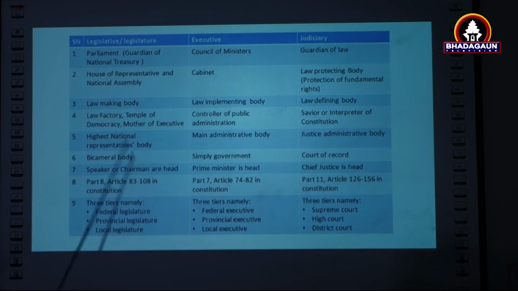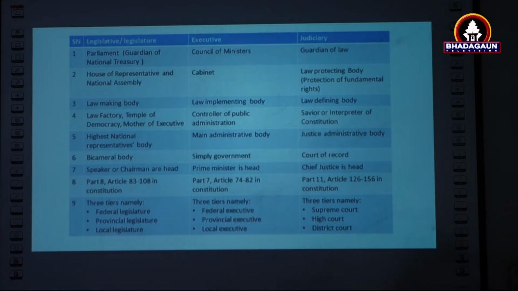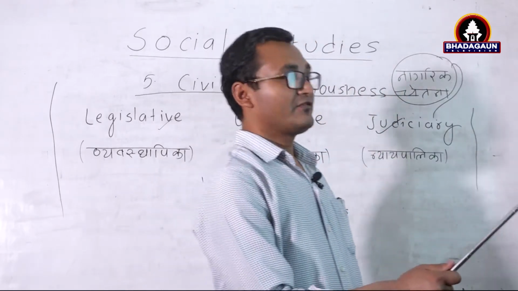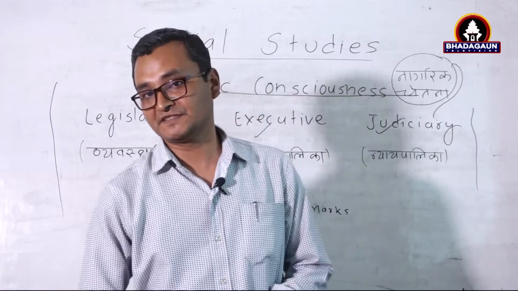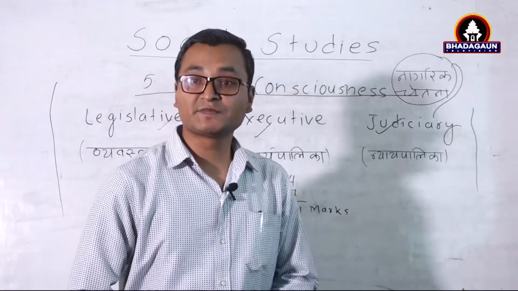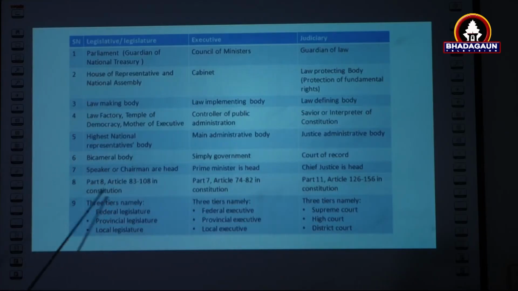And executive, controller of public administration, जनप्रशासनको नियन्त्रक. Savior or interpreter of the constitution, संविधानको व्याख्याकर्ता. Number 5, highest national representative body. Definitely we have many people's representatives, but those who are in the parliament or the legislature are supposed to be the highest national representative body. सबभन्दा ठुलो, सबभन्दा पावरफुल जनप्रतिनिधिको रूपमा हामी लिन्छौँ सांसदहरूलाई.